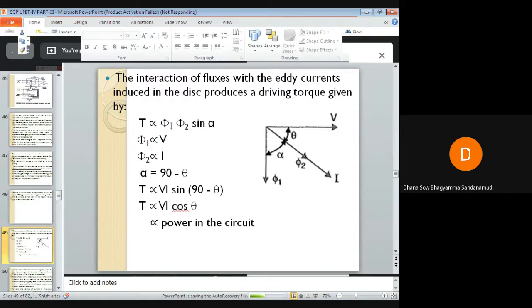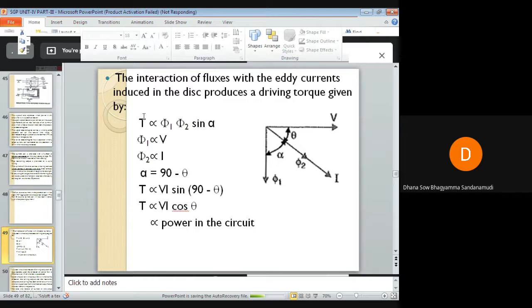Torque is proportional to phi 1 phi 2 sine alpha, where phi 1 is the flux induced in the upper electromagnet, phi 2 is the flux induced in the lower electromagnet, and alpha is the phase angle difference between these two fluxes. Phi 1 is proportional to voltage V, and phi 2 is proportional to the current. And alpha, from this phasor diagram, is 90 minus theta.